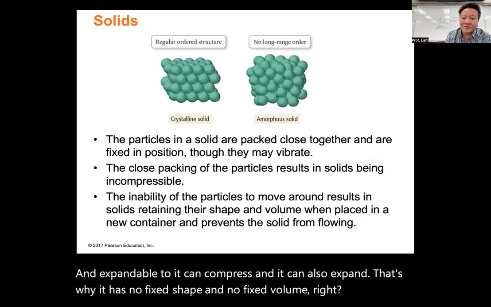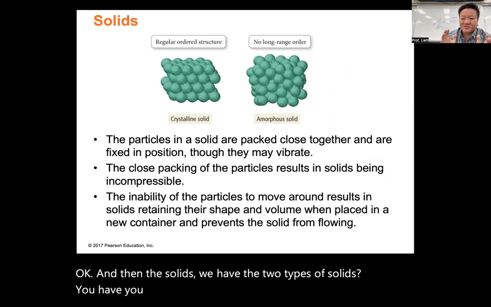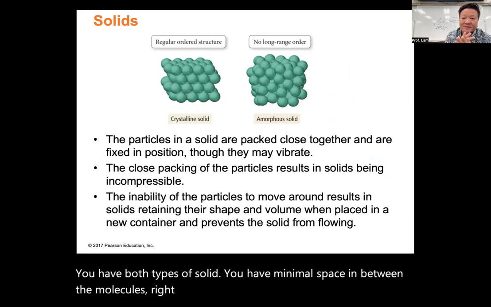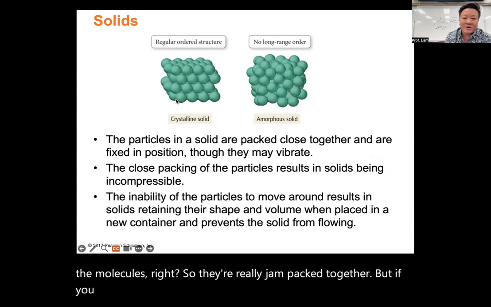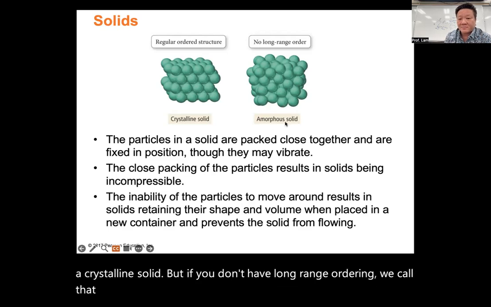Okay, and then the solids. We have two types of solids. You have minimal space in between the molecules, right? So they're really jam-packed together. But if you have long range ordering, a really ordered structure, we call that a crystalline solid. But if you don't have long range ordering, we call that an amorphous solid. Okay, so its crystal structure could look something like this.